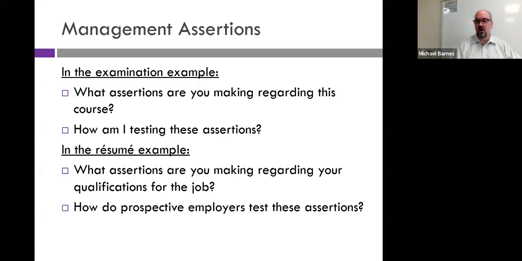In the resume example, what assertions are you making regarding your qualifications for the job? You're saying, I am capable of performing the tasks you set before me, so you should pay me a lot of money. Is that a reasonable assertion for the job? Would anybody want to take it? It may be tempting to take a job that you're not qualified for if you got a whole lot of pay, but would that be a long-term solution for anyone?